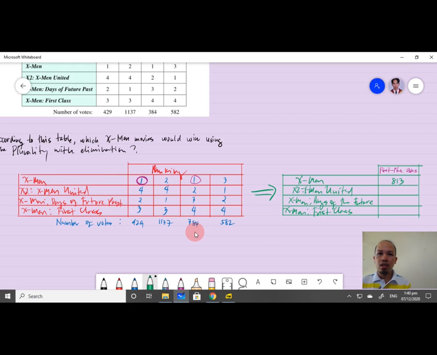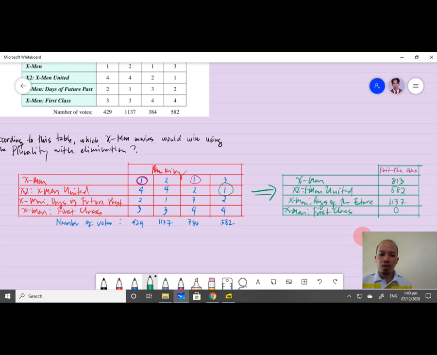So we have here 813. Then for the X-Men we have here 582. For X-Men Days of the Future, we have 1137, as you can see here. And in the X-Men First Class, there's no first place votes, so this is 0.